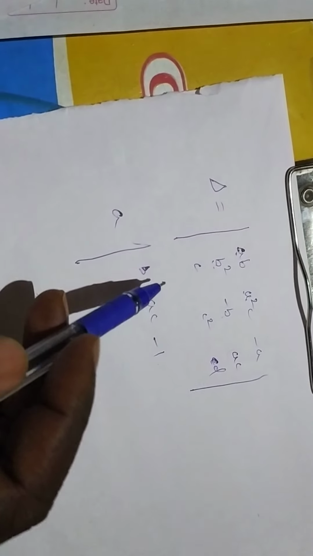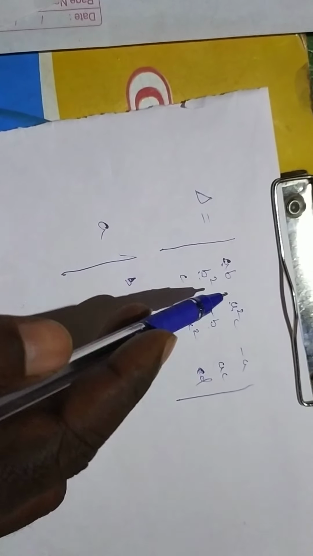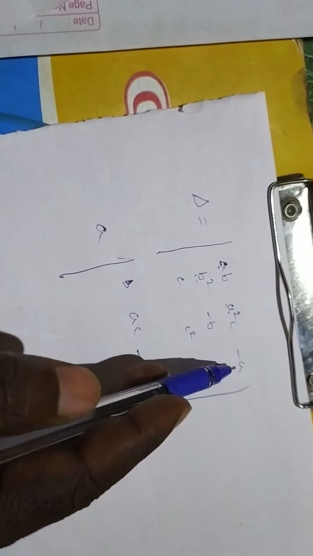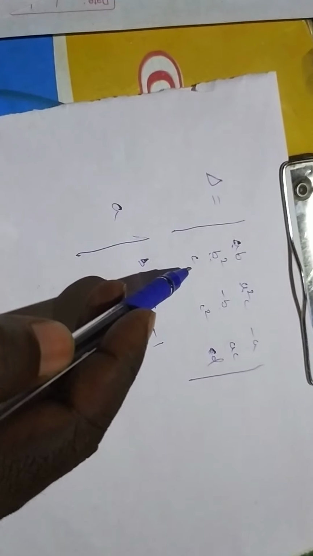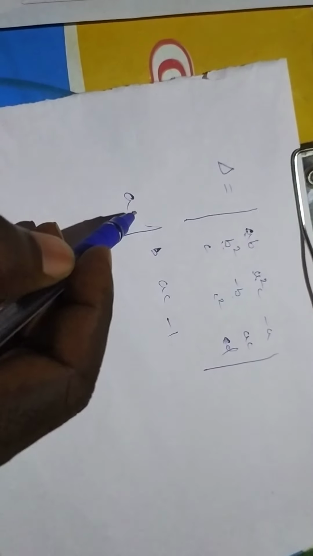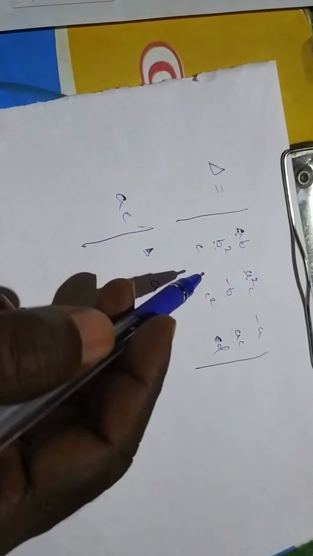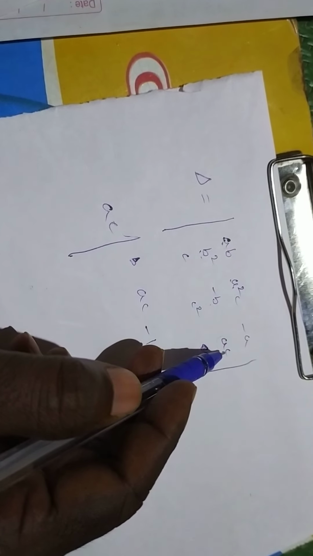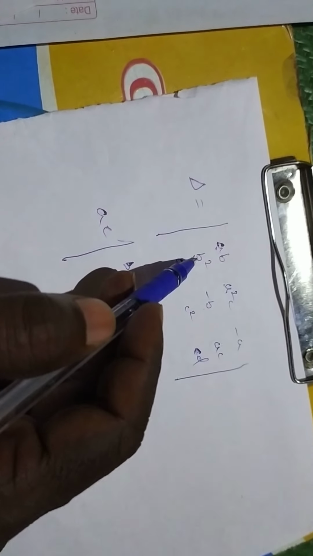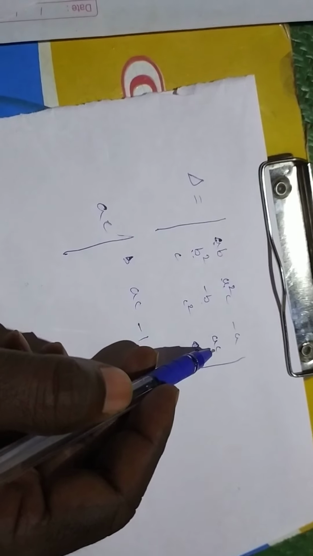Like that, you can take any constant from any one row or any one column. Here I can take C from R3, but you can't take B from the second row, because B does not exist throughout the row.